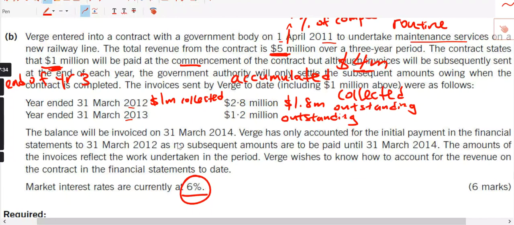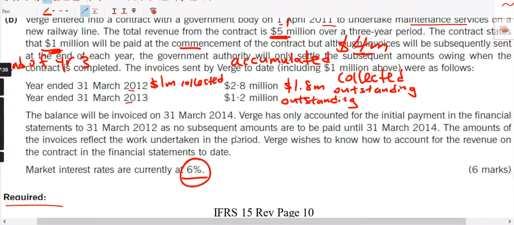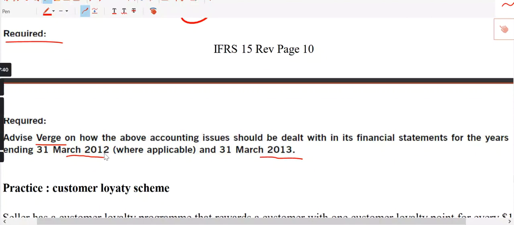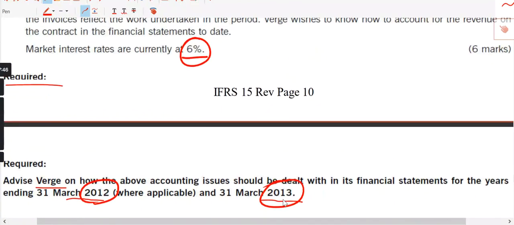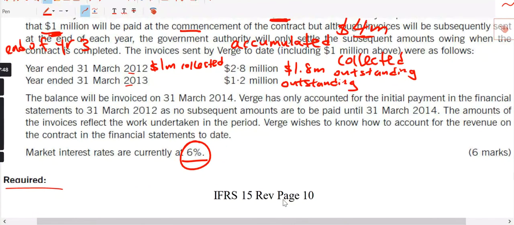The balance will be invoiced on 31st March 2014. Now, the balance invoice, I don't want to discuss already because the requirement asks us to discuss only 2012 and 2013 and it's not covering 2014. Okay, so let's forget about that then.